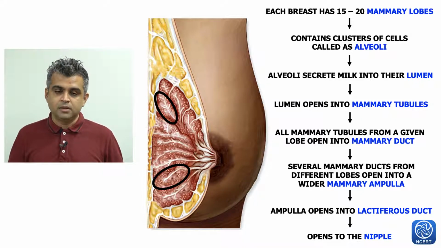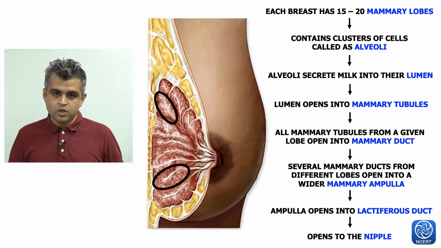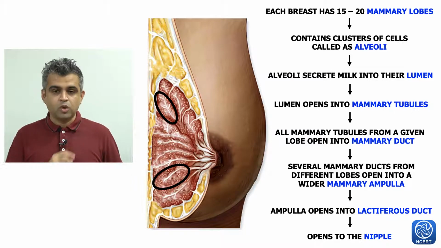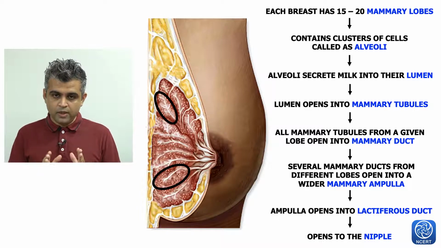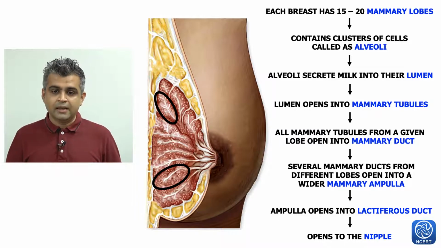So this is the sequence from where milk is produced and the pathway which it takes to reach the baby's mouth via the nipple. Please take a screenshot of this image, and you can draw it and paste it in the NCERT in the chapter of reproduction, so that you can easily remember the pathway that the milk is going to take.